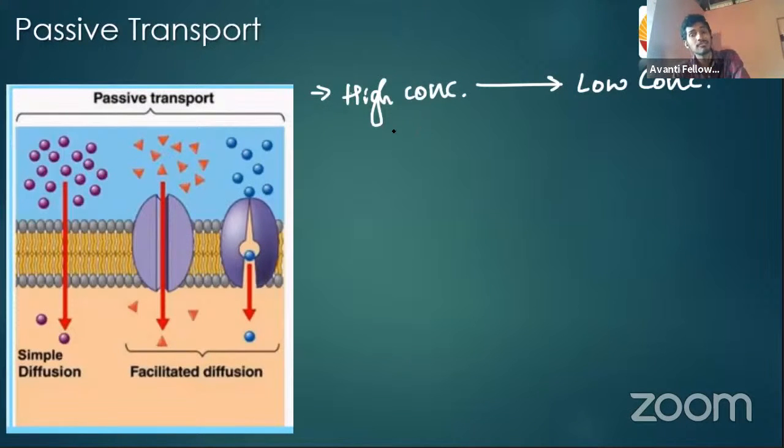So what happens when a gradient is created? Gradient means, think that there are many compounds here and only one compound here. All these compounds have more energy compared to this one, so they want to transfer from here to here, that means from higher concentration to lower concentration. That's what we call a gradient.